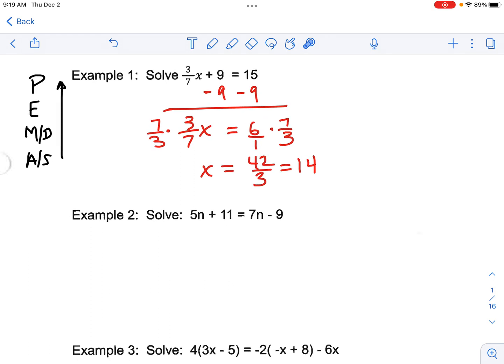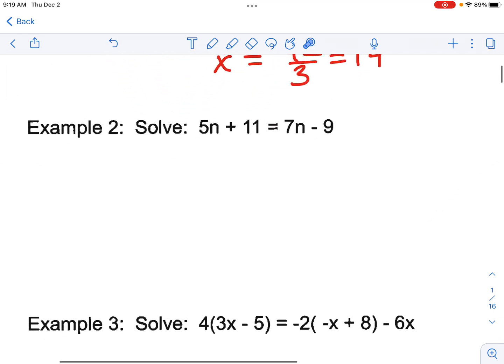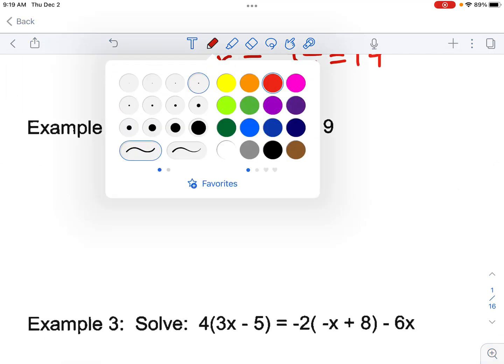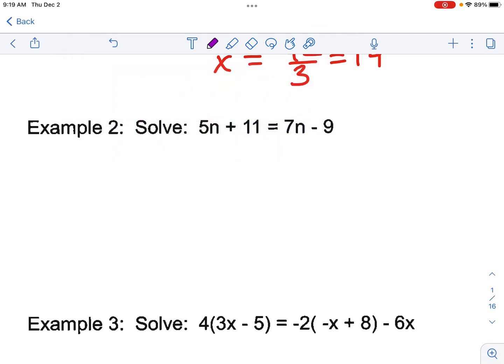Example 2 is a little more involved, right? In example 1, we had just one variable in one location. In example 2, we have a single variable, it's n, but it's in several locations. So we have to not just move numbers like we did in example 1, but we've got to move the variable terms as well. So looking at this example, I'm going to move my variables first.